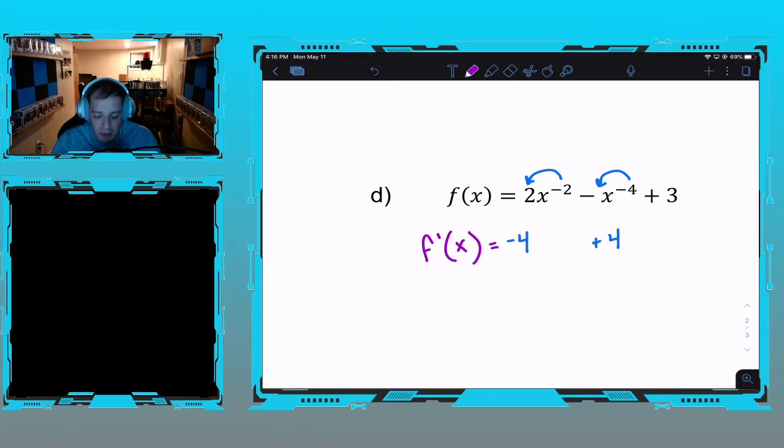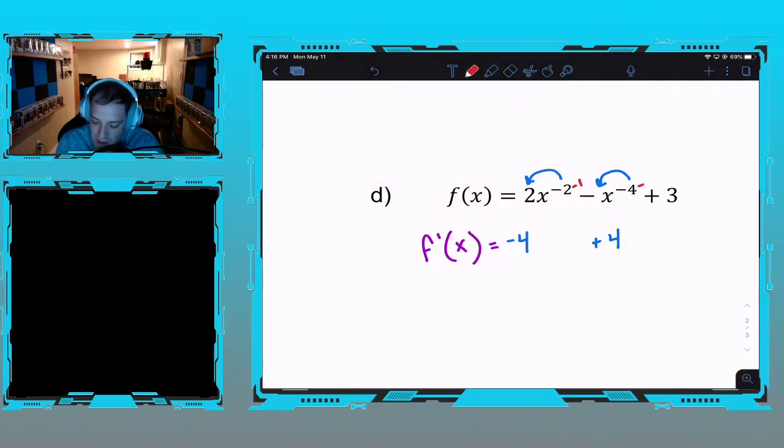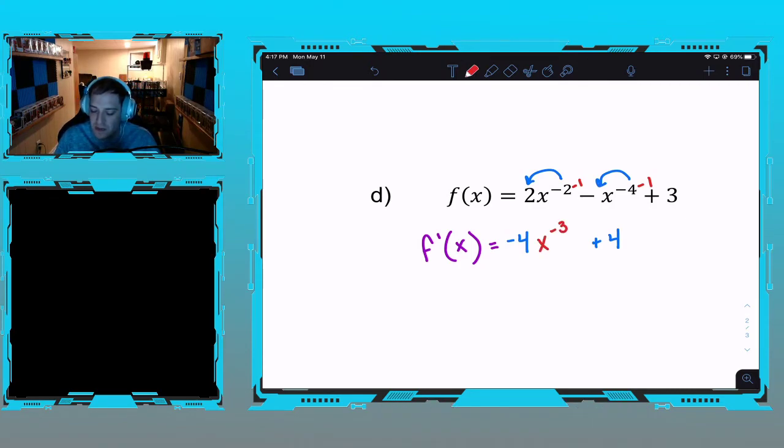Now the second step of the rule is subtracting the 1 from the exponents. So now we're just figuring out how many x's we have left. Well, if we have x to the negative 2 minus 1, just make sure you're not saying that it's negative 1, because negative 2 minus 1 would be x to the negative 3. Plus 4 to the, well, if we have negative 4 minus 1, that would be x to the negative 5.